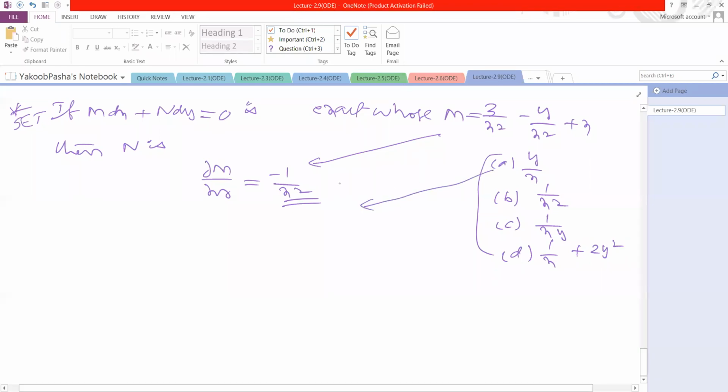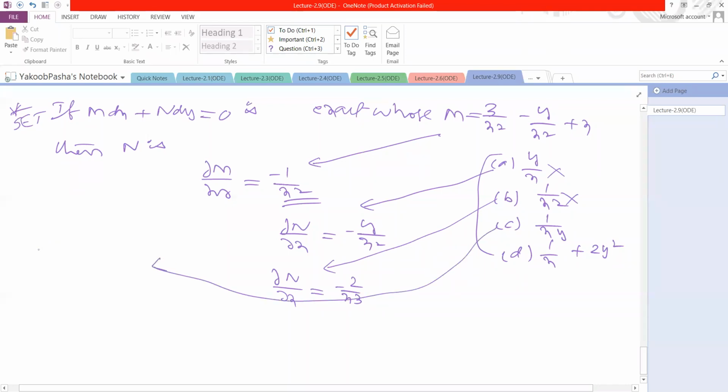ఇది n అనుకుందాం. n అనుకుంటే dou n by dou x వాల్యూ ఏమొస్తుంది? minus y by x square వస్తుంది. కాబట్టి ఇది కరెక్ట్ కాదు. నెక్స్ట్ ఆప్షన్ బి చూద్దాం. ఇది n అనుకుంటే dou n by dou x is equal to minus 2 by x cube వస్తుంది. ఇది కూడా కరెక్ట్ కాదు. నెక్స్ట్ ఆప్షన్ సి తీసుకుందాం. dou n by dou x is equal to, here y constant, 1 by y constant, minus 1 by x square y. ఇది కూడా కరెక్ట్. ఇక మనకు మిగిలింది డి ఆప్షన్. దీన్ని చెక్ చేసుకోవచ్చు. dou n by dou x is equal to minus 1 by x square. 2y square derivative is equal to, okay. Option D is the right option.